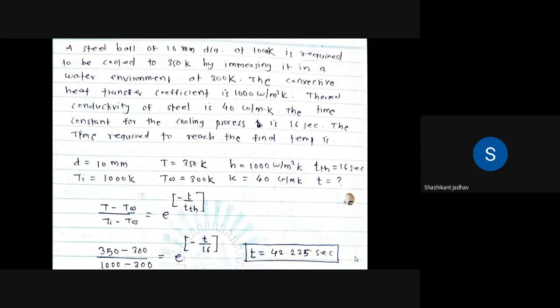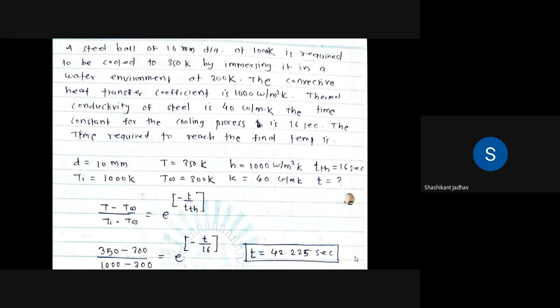Then the heat transfer coefficient is given. h is equal to 1000 watt per meter square Kelvin. So write down h is equal to 1000 watt per meter square Kelvin. Okay. Thermal conductivity of steel is given. k is equal to 40 watt per meter Kelvin.